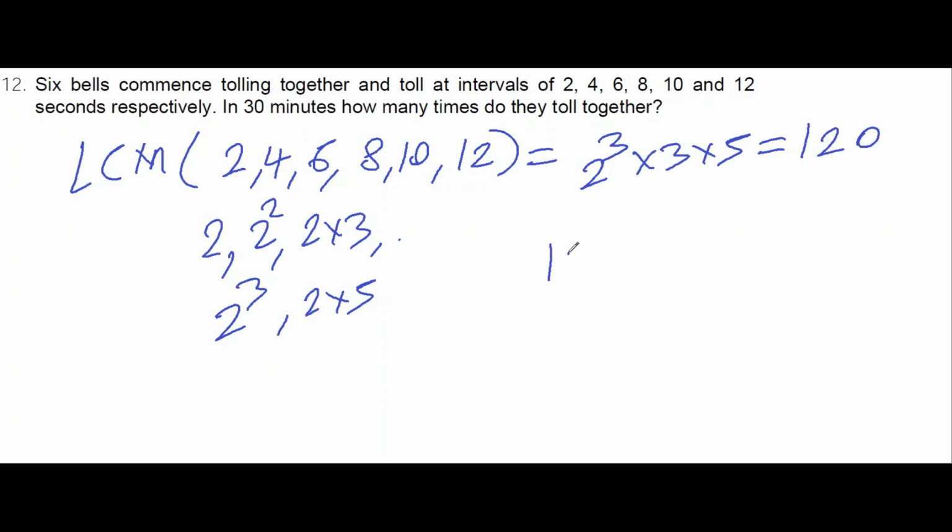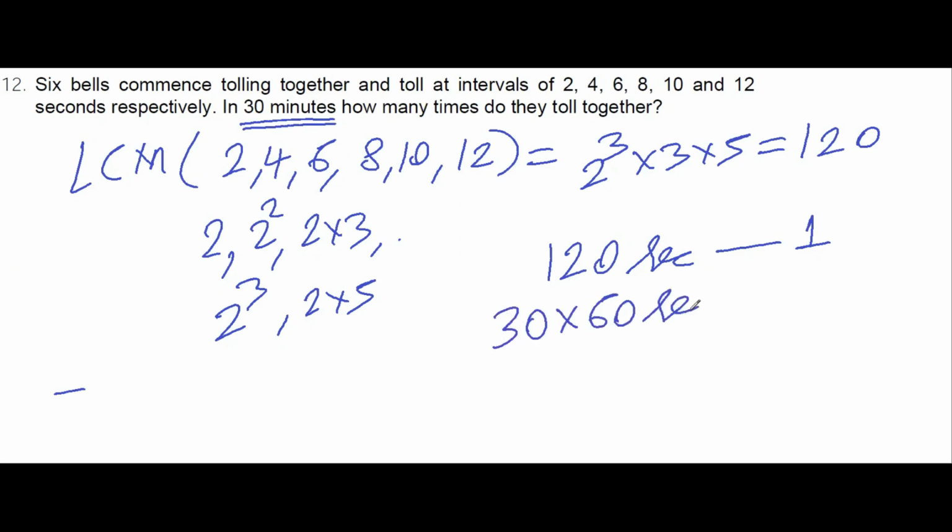Fine. So in 120 seconds, what will happen? They will toll together once. One time they are meeting in how many seconds? 120 seconds. Now they are asking, in 30 minutes how many times do they toll together? So one time they are tolling in 120 seconds. In 30 minutes, I need to multiply by 60 to convert into the same units, that is seconds. How many times will they toll?